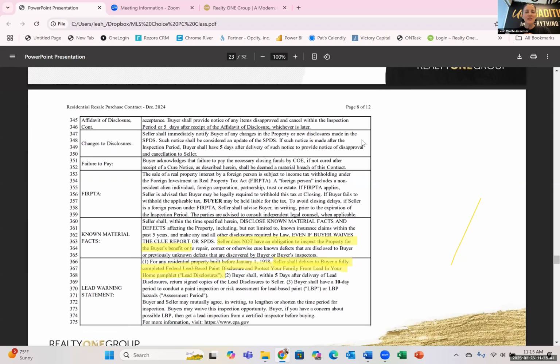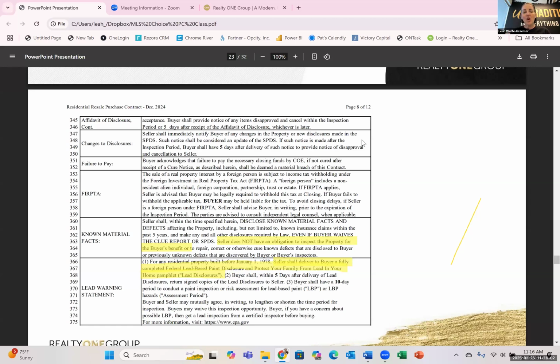So changes to disclosures, same stuff. If you deliver notice of any updates to your disclosures, buyer has 5 days. Failure to pay, all of that stuff, closing funds, FIRPTA, known material facts. I do like, and I reference this, seller does not have an obligation to inspect the property for the buyer's benefit. So just bear that in mind.